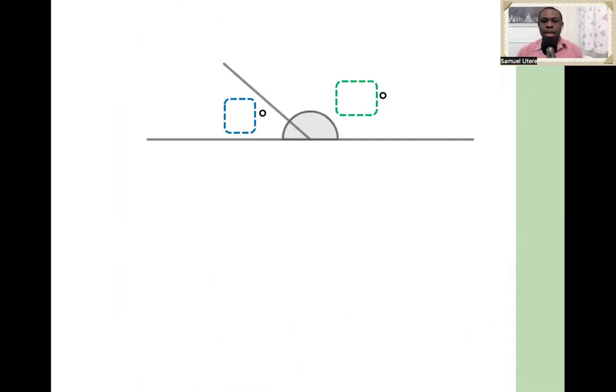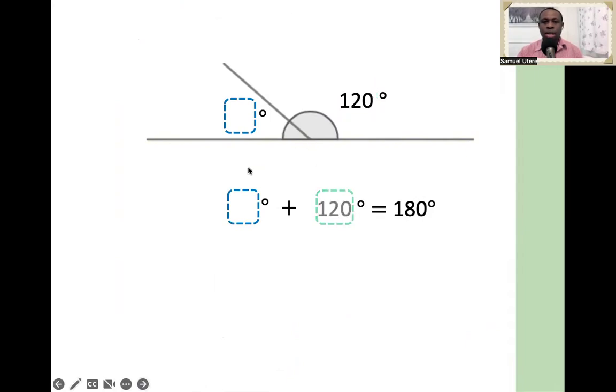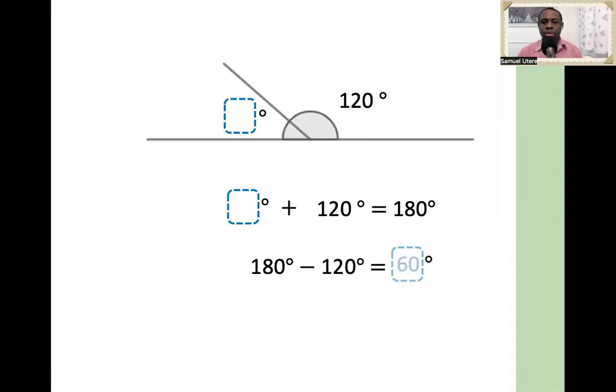Well, let's look again at the straight line. If we say the green and the blue angles on this straight line, what would they add up to? Of course, they would add up to 180 degrees because you can see that they are adjacent angles. So if we know that this angle is 120 degrees, we can find the missing angle by subtracting 120 degrees from 180 degrees, which will give us 60 degrees.